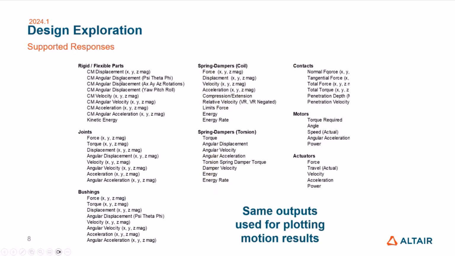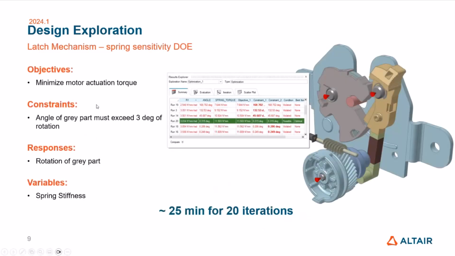The supported responses, the things being monitored to compare goals and objectives against during the design exploration, are basically the same things you have for plots. Almost anything that you can create a plot for, you can also create a response for in the design exploration. Here's a simple example.